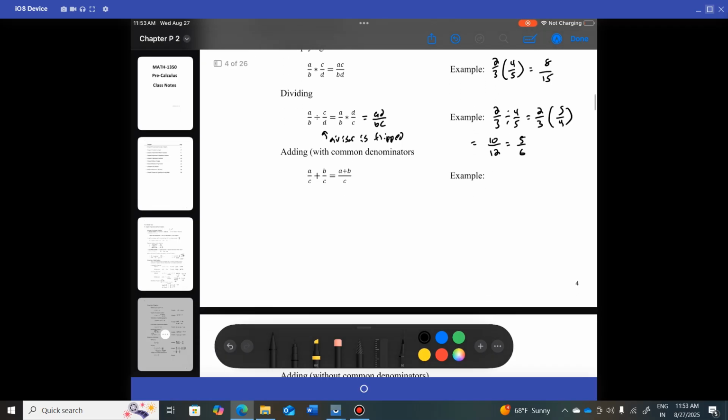When we add fractions, if the denominator is the same, we can just add the tops and keep the denominator as is. So a over c plus b over c is a plus b over c. So 2/3 plus 1/3 is 2 plus 1 is 3, so you get 3/3, and then that ends up being 1.